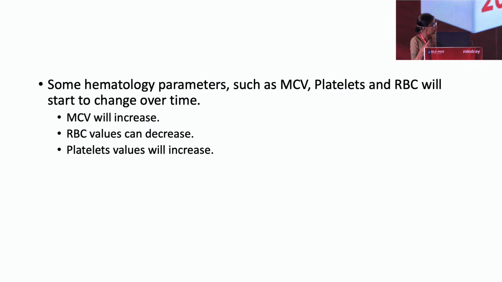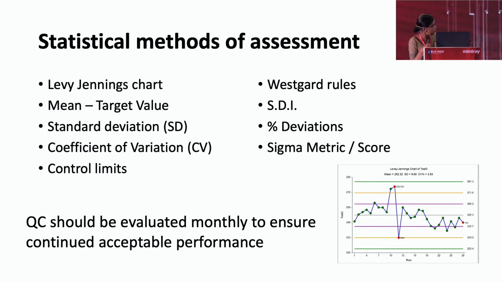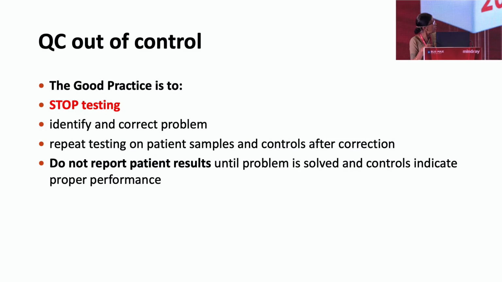So we should also note that certain parameters like MCV, in the QC material that we use, the MCV gradually tends to increase with time, the red cell values decrease, and platelet values increase. This is because the cell volume increases, the RBCs start lysing and get counted as platelets, resulting in erroneous results. So QC should be evaluated, of course, monthly to ensure continued acceptable performance. There should be a QC policy for trends, bias, and shifts, and to establish when calibration is required.